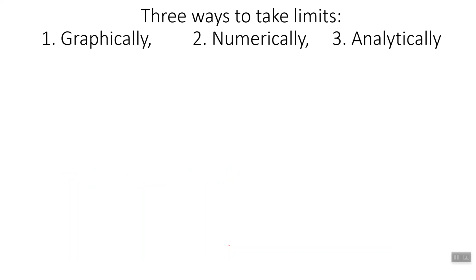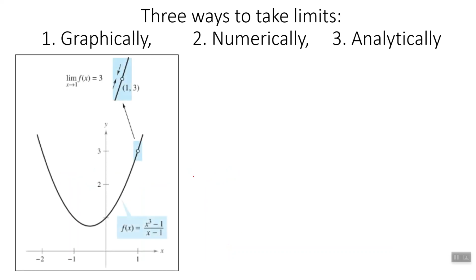So let's go back to ours and let's look at it graphically. So graphically, we can just zoom in on this little section and we can see both sides. It's going to the same value just on the other side of this hole, and this hole is really infinitesimally small. So for both of these, it looks like it's going to 3. So it looks like our limit here is going to be 3.